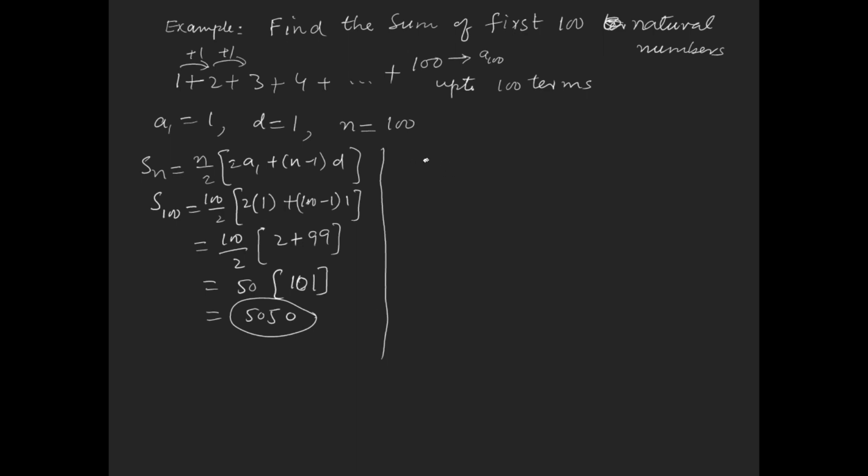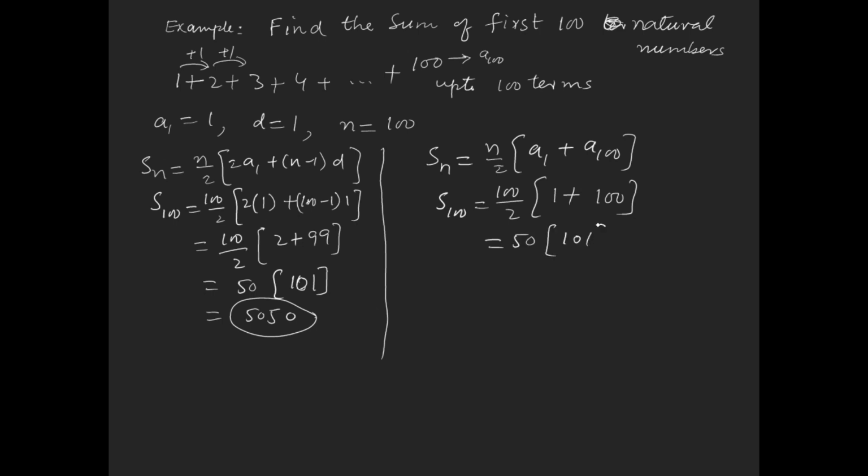You can also use the second formula, Sn is n divided by 2, first term plus the 100th term. Put n is equal to 100. So 100 divided by 2. What is the first term? This. And what is the 100th term? This one. So 50 multiplied by 101. And the answer is the same, 5050.